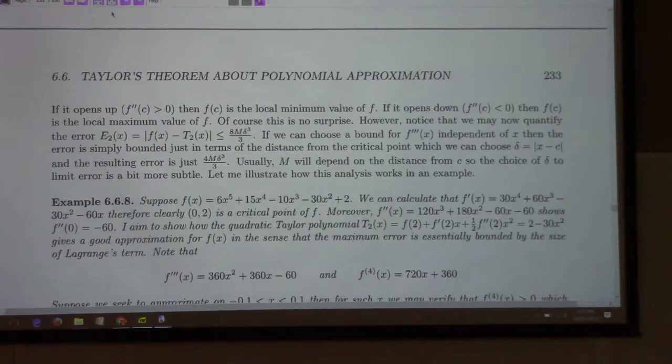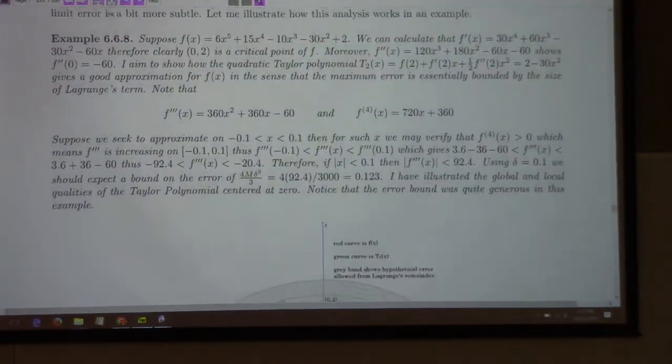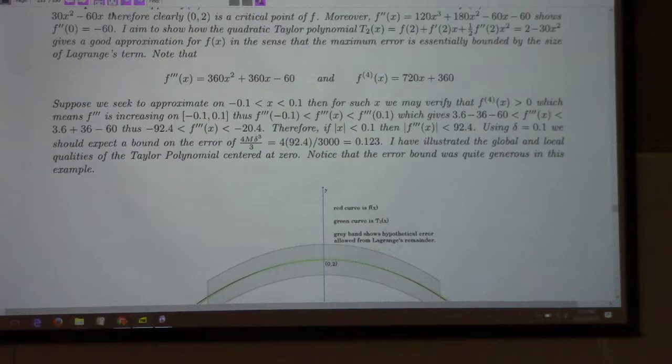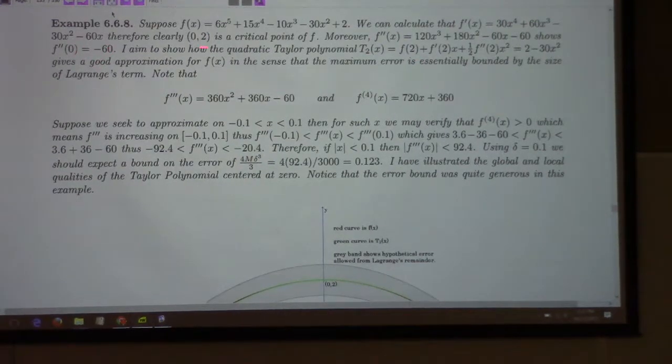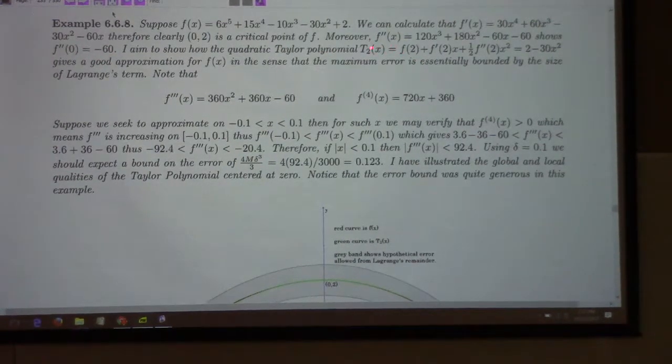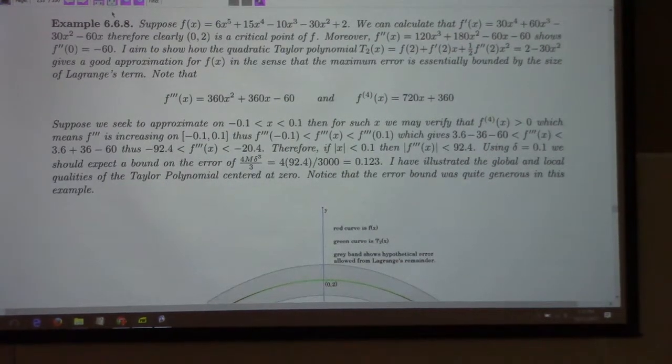I actually go a little bit further here, and I estimate, here's just some toy examples. This is a 5th order polynomial, and I calculate the second derivative, and I find that the second derivative is this, and so f of 0 is minus 60. My question then is, if I use the second order polynomial, T2, is it a good approximation for f of x? Well, how bad is that? If you look at the third derivative, we get this, and the fourth derivative is that.